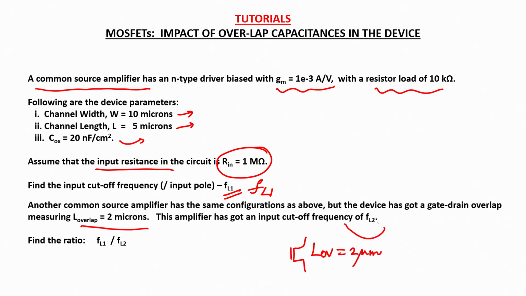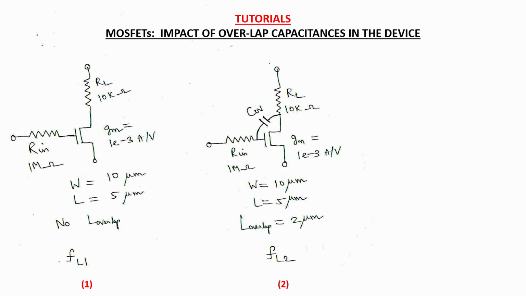So you are asked to find out what is the cutoff frequency for this amplifier, which is FL2, this amplifier 2, and you also have to calculate the ratio of both the input cutoff frequencies. Let us represent this problem in terms of a circuit diagram to understand what we really need to calculate here.